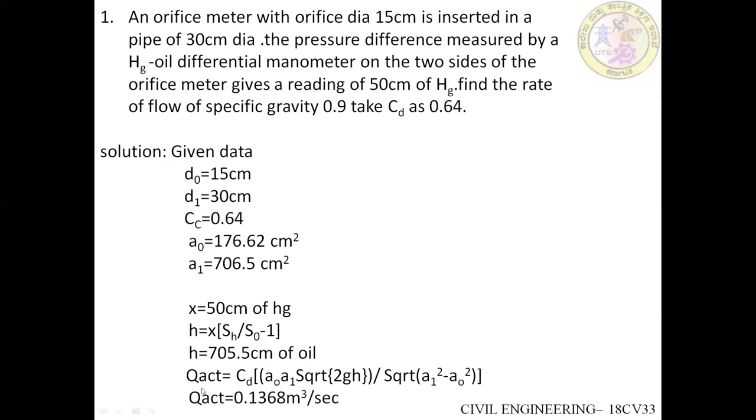Similarly, for Q actual, we have a formula. If you substitute that, you will get 0.1368 meter cube per second as the value of the actual discharge of the orifice meter.